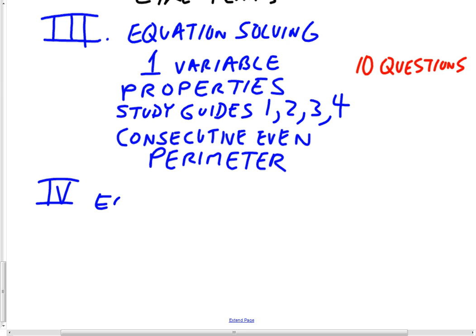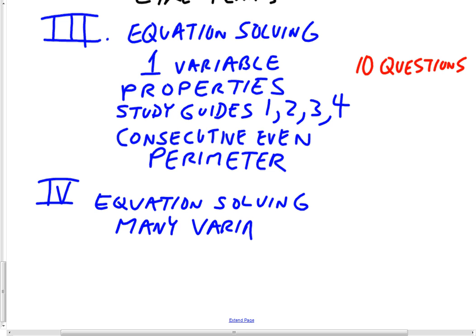Section 4, we do more equation solving. But this time with many variables. Well, what does that look like? Turn your paper over. It looks just like what we did for the first two problems on the other side. You got a lot of variables, you got to find one of them. This is what we just did with the D equals R times T. There will only be 5 of those.